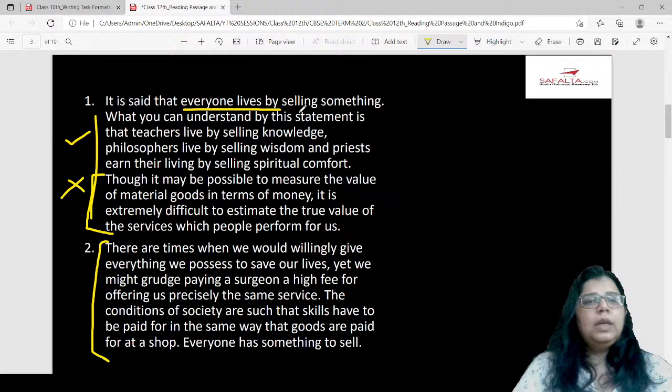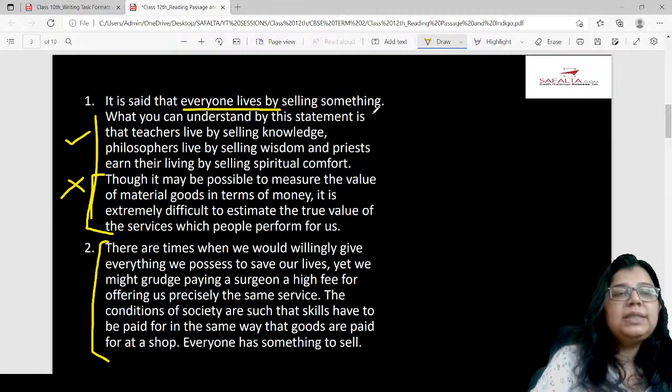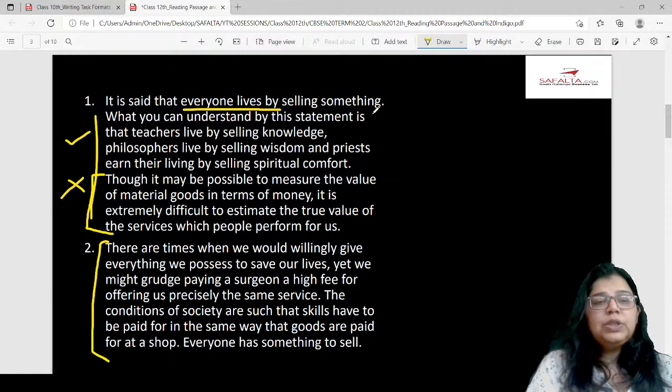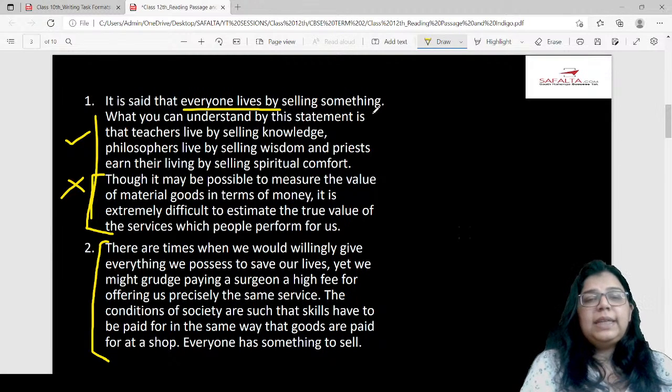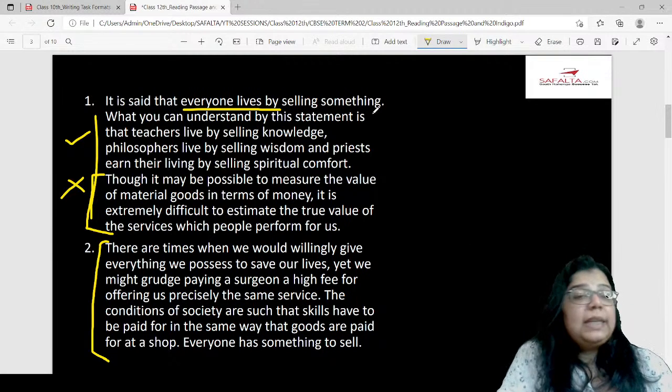See here. It is said that everyone lives by selling something. What you can understand by this statement is teachers live by selling knowledge, philosophers by selling wisdom, and priests earn their living by selling spiritual comfort.